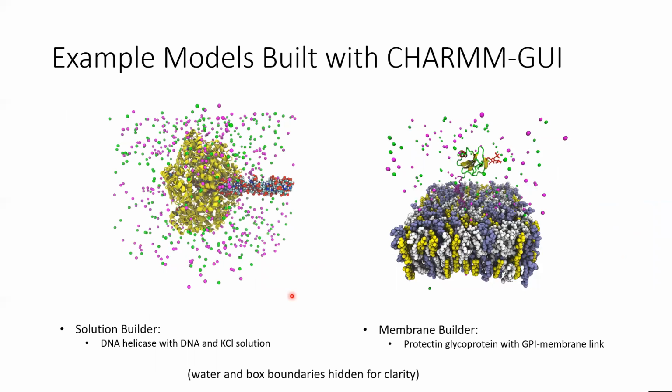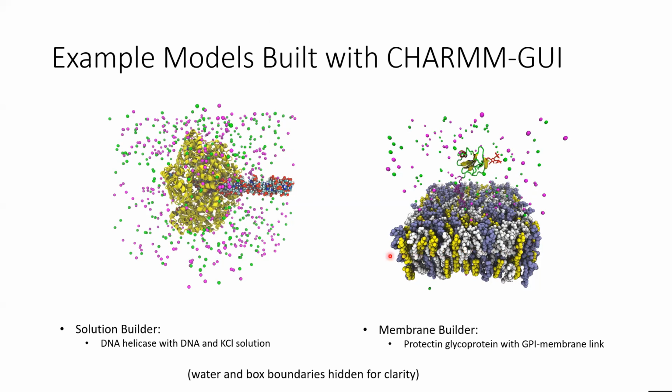And here's examples of what it looks like when we build a solution or a membrane system. So here's a DNA helicase molecule. That's the yellow part with attached DNA and a bunch of ions. This is potassium and chlorine, I believe. And I hid the water for clarity, because otherwise it would just be one big block of water if I was showing that. And then here's an example of a membrane system that you can build with CHARMM-GUI.